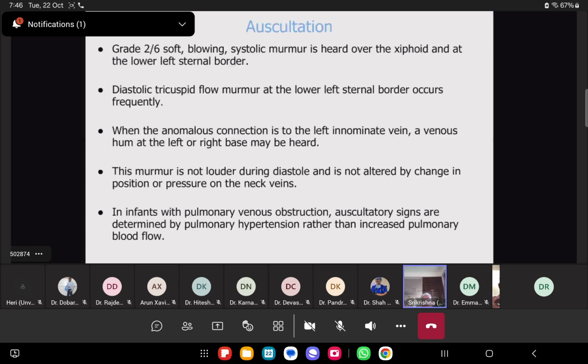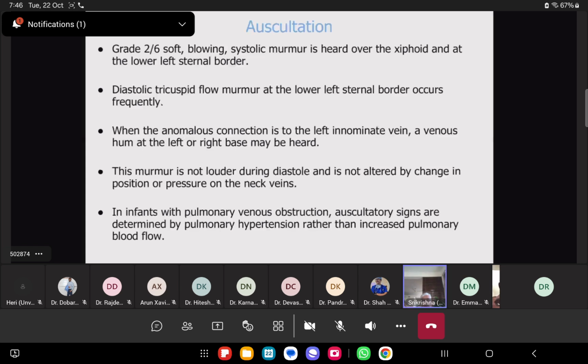A grade 2 by 6 soft to medium ejection systolic murmur is heard over the xiphoid and the lower left sternal border. A diastolic tricuspid flow murmur at the lower left sternal border occurs frequently because of the large ASD. When the anomalous pulmonary venous connection is to the left innominate vein, a venous hum at the left or right base may be heard. This murmur is not louder during diastole and is not altered by change in position or pressure on the neck veins.